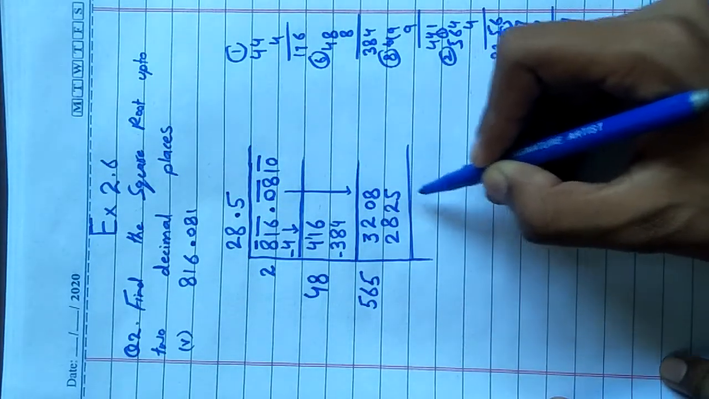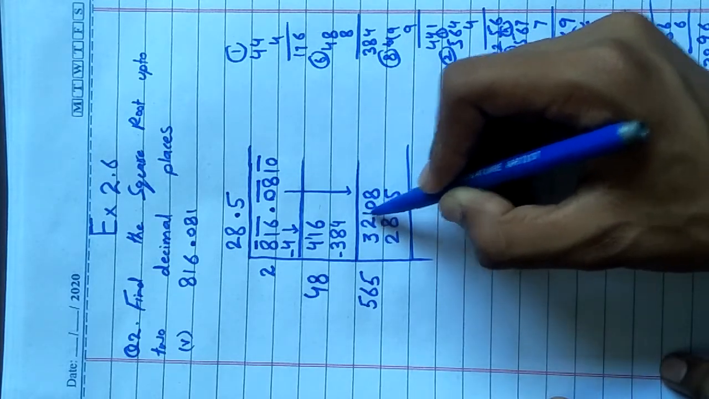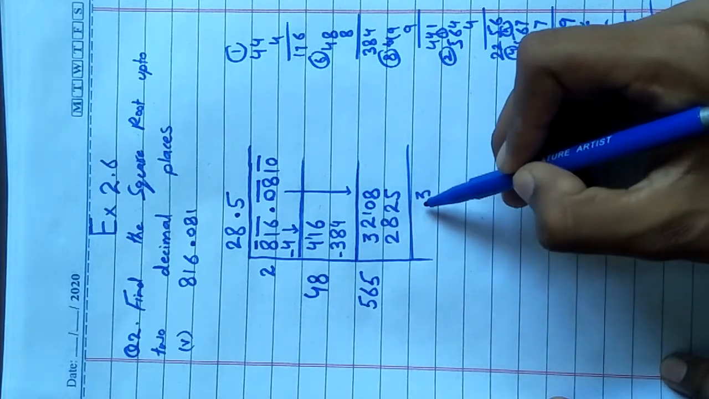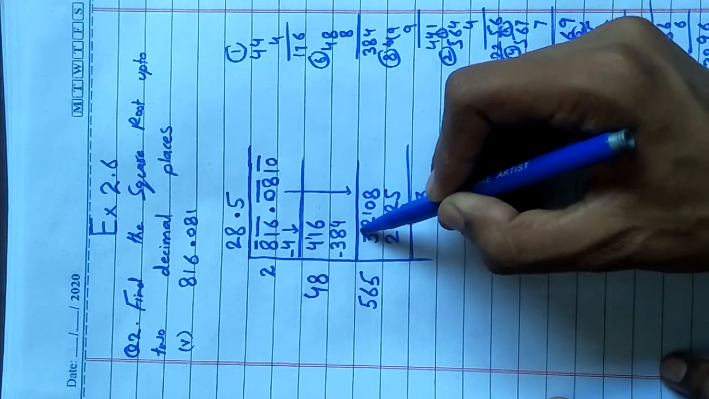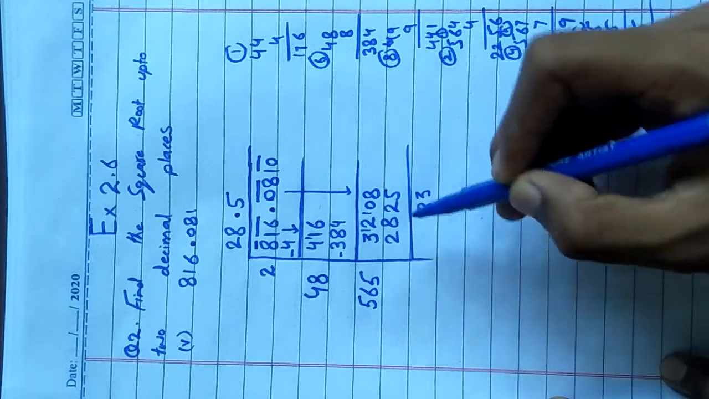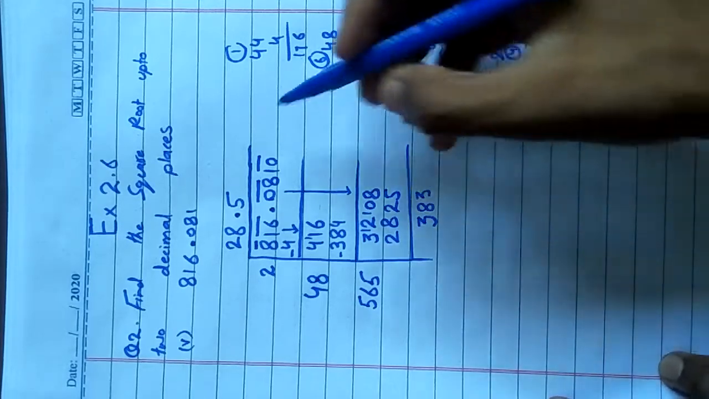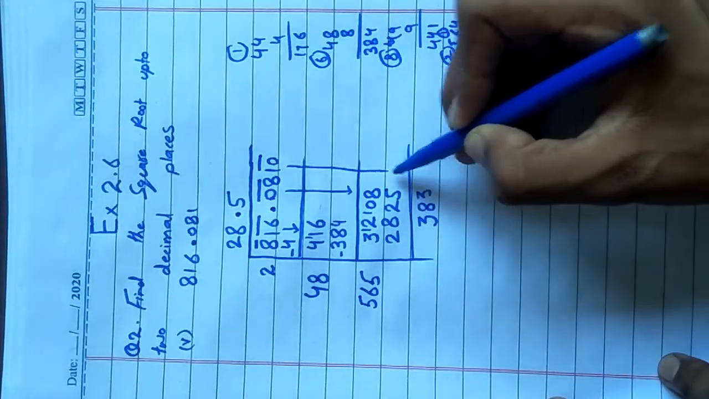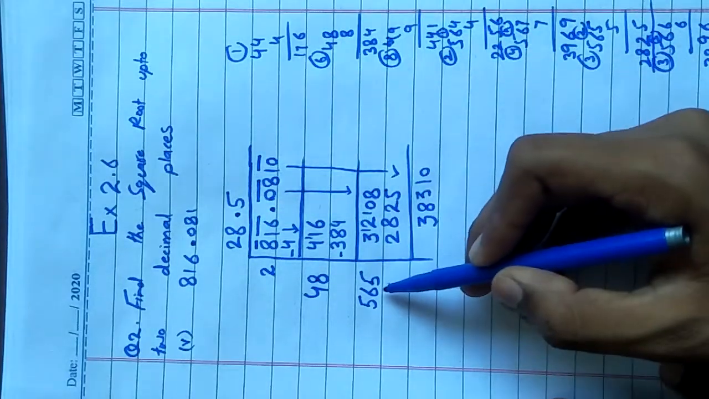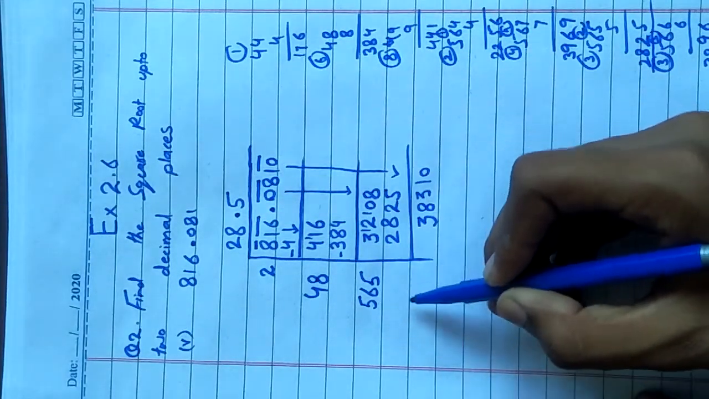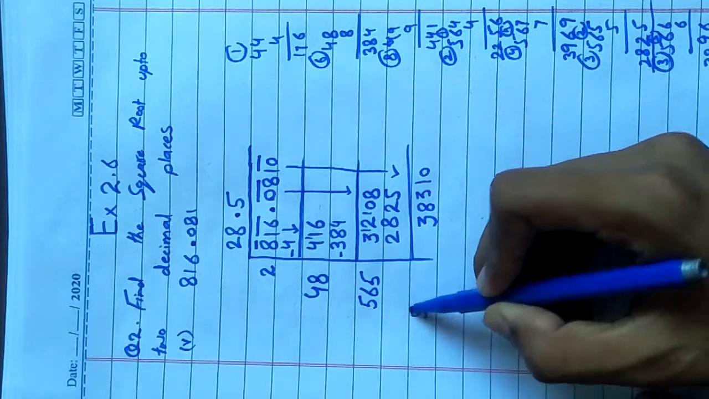Subtract the product. 8 minus 5, answer is 3. 0 minus 2 is not possible, so take carry from this number, becomes 10. 10 minus 2, 8. Okay, here the number remains 1, so take carry from this number, becomes 11. 11 minus 8 is 3. 383. Okay, now bring down the next pair, 10, and add the last quotient to this term, 567. When you add 5 to this term, it becomes 570.